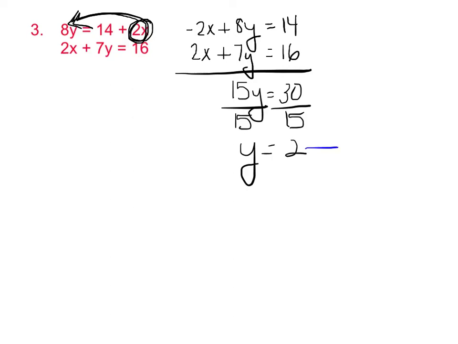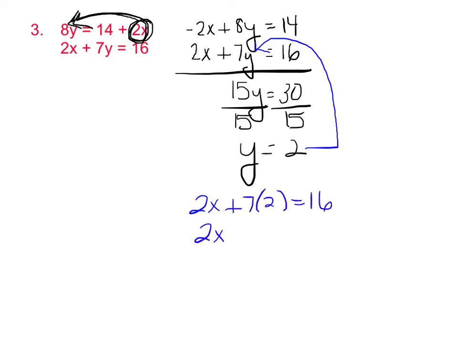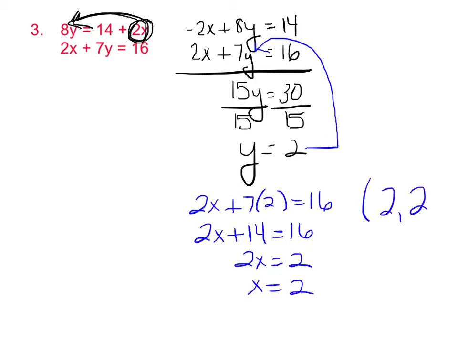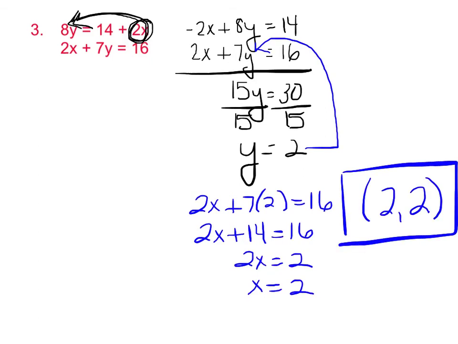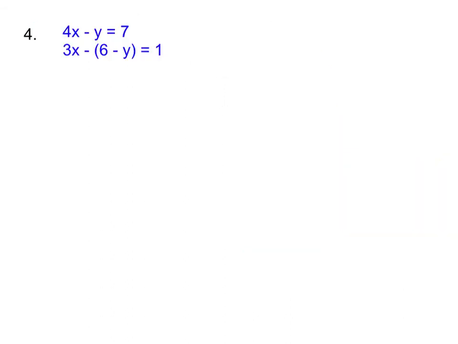I now take that 2, I'm just going to plug it in here to the second equation. 2x plus 7 times 2 equals 16. That gives me 2x plus 14 equals 16. I subtract 14 on both sides. That gives me 2x equals 2. I divide both sides by 2. I get x equals 2. Therefore, my answer, x is 2, y is 2, so I have the ordered pair 2, 2. We have 2 more examples left.